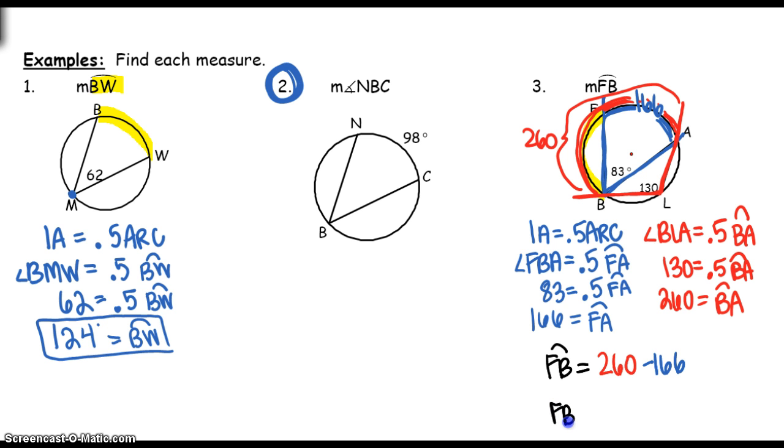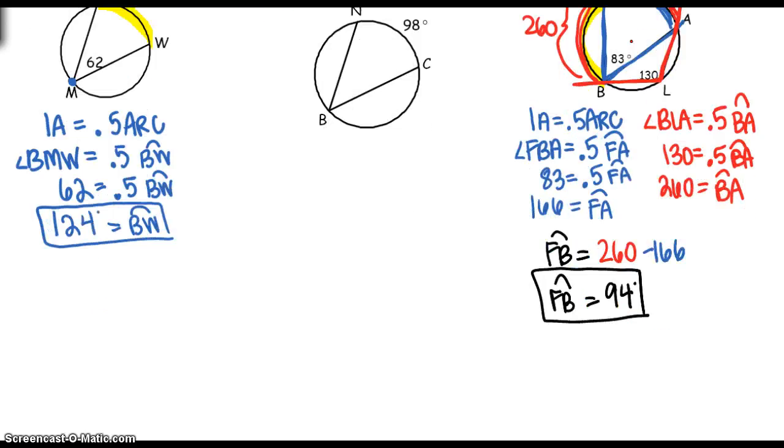So then arc FB ends up being 94 degrees when we work this out on the calculator. Okay? So that one's definitely a little trickier. It has 2 of them in it, and you also have to use some subtraction too. All right, let's keep going.